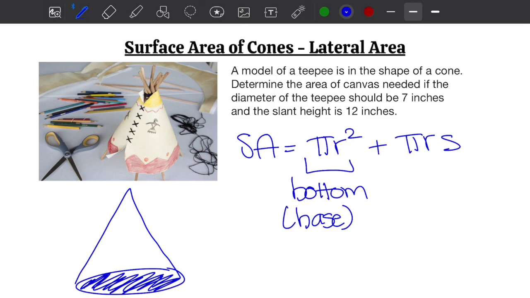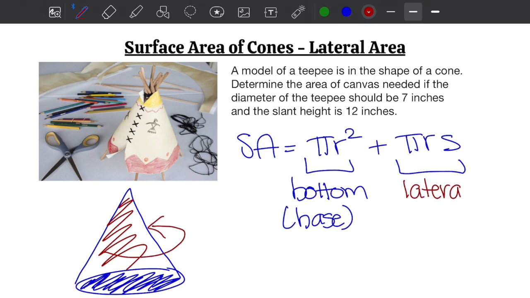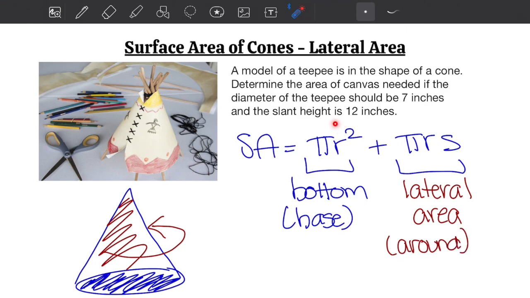Okay. And then this part of the formula represents the lateral area. So that's the area around the cone on the outside going around. So we call this the lateral area. Okay, now again, just like with cylinders, it's really important to understand what each part of the formula means, because in some instances, you'll only have a part of a cone and you'll need to find the area of that part of a cone only. So it's important to know which one to use.